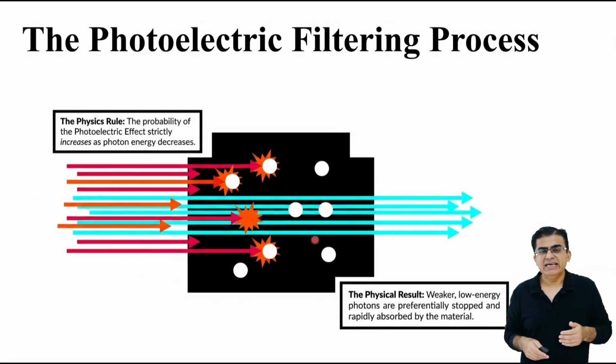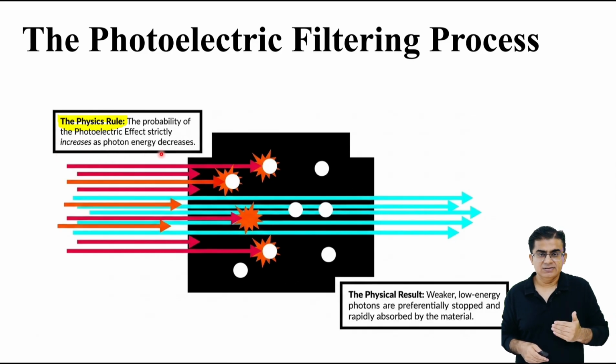Now let us imagine placing a thick absorbing material right in the path of this mixed beam. This large black block is a thick absorbing material. As our treatment beam travels through this solid block, a very important physical filtering process begins. To truly understand this, we must look at the strict physics rule. This fundamental rule states that the probability of the photoelectric effect strictly increases as the photon energy decreases.